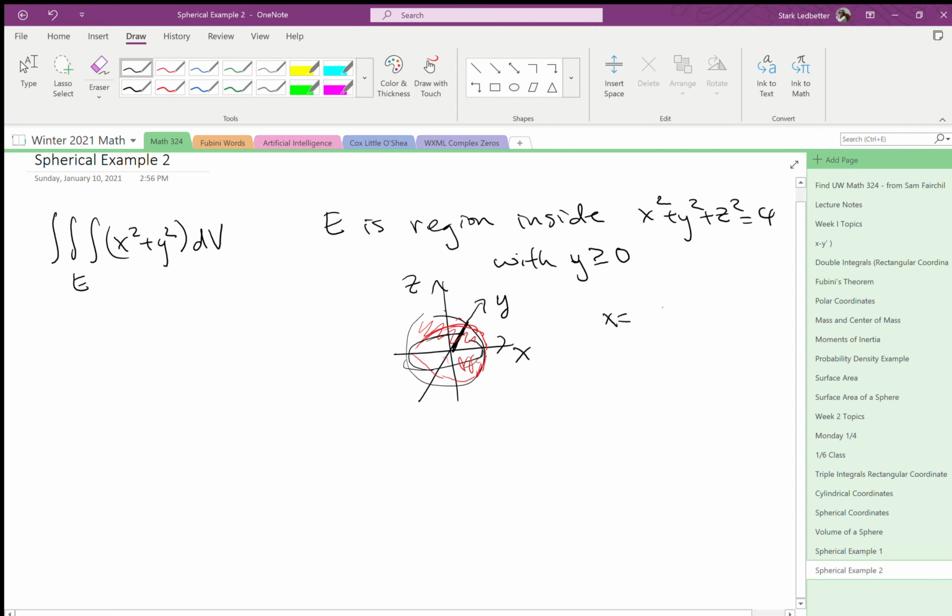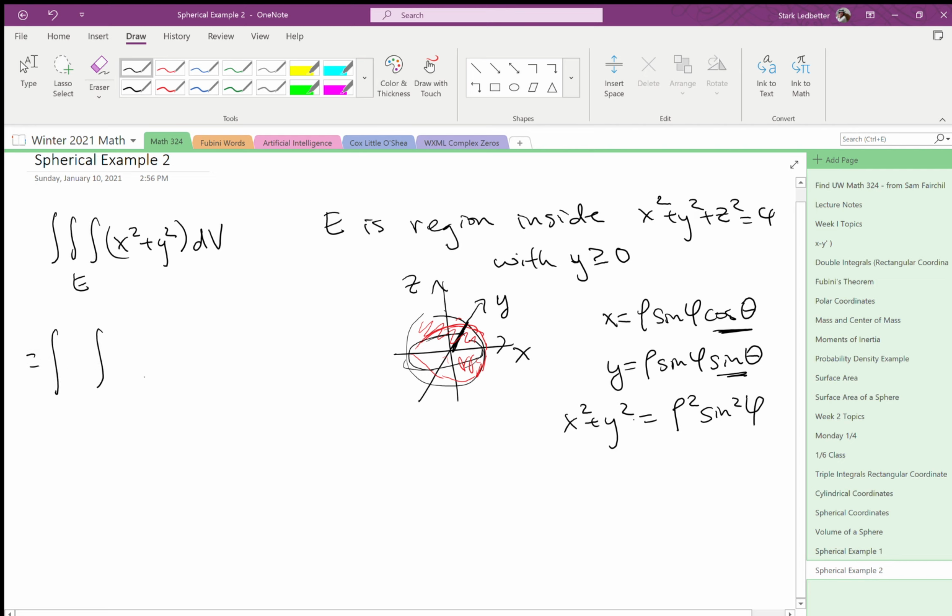So let's see. Let's remember the conversions. X was rho sine phi cosine theta, and y was rho sine phi sine theta. So then x squared plus y squared, we'll be able to factor out a cosine squared plus sine squared. So x squared plus y squared is rho squared sine squared phi. Okay, so that's the conversion. We need 3 integrals, rho squared sine squared phi.